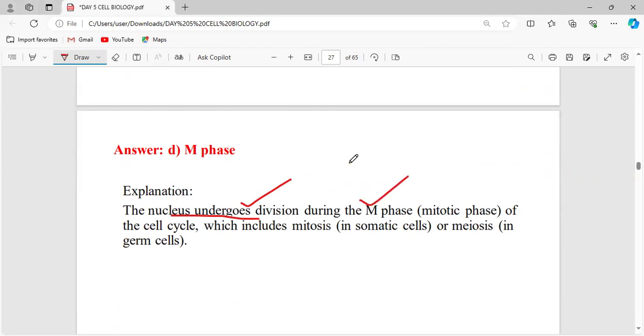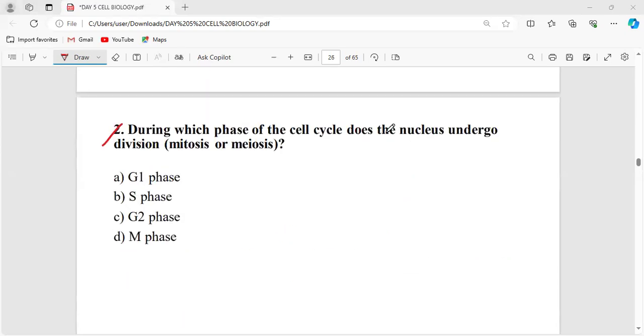And list out the stages which are happening in the mitotic phase, in the correct order. That is important. What are the phases that happen in mitotic division? Prophase, metaphase, anaphase, and telophase.